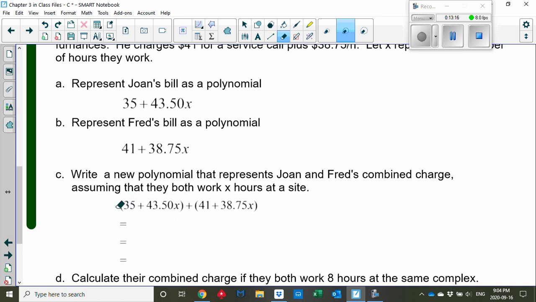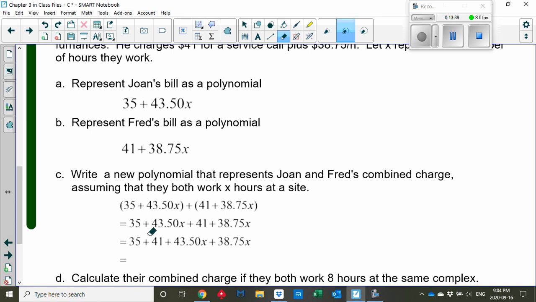What's out front of this bracket? Nothing. So you get rid of the bracket and everything stays the same. What's out front of this bracket? A plus sign. So it goes away, the brackets go away, and everything stays the same. I got a positive 41, a positive 38.75x. We move our like terms together. So the 35 and the 41, and then the x terms on the end.